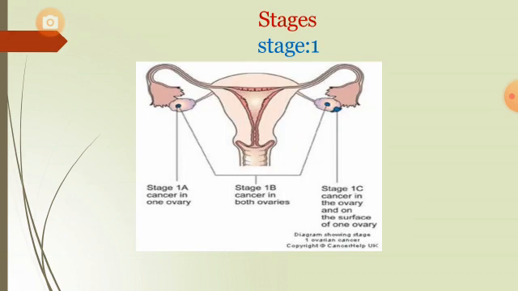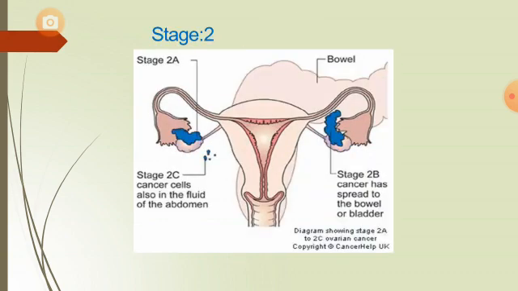The clinical stages, there are 4 stages. In stage 1, the tumor is confined to the ovaries, either to one ovary in 1A or both ovaries in 1B, or in addition to the surface in 1C. In stage 2, the tumor reaches the peritoneal cavity, and the patient may present with ascites, that is a collection of fluid within the peritoneal cavity. And in 2B, even the bowel is involved, or the bladder.